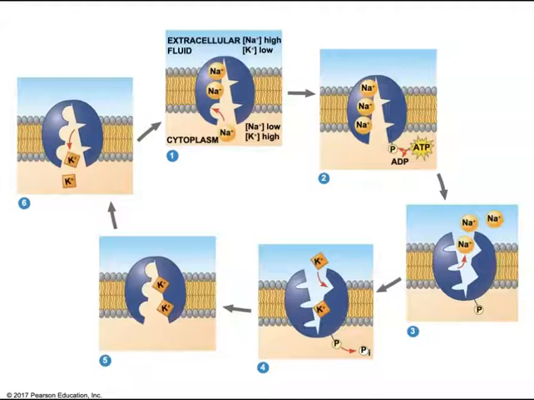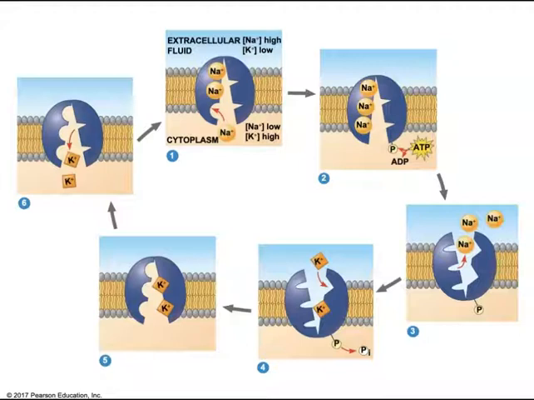So let's walk through the basic steps of how the sodium-potassium pump functions. The overall goal is to move 3 sodium ions out of the cell and 2 potassium ions in. That's 3 Na out and 2 K in. As we begin, the carrier protein is open facing the interior of the cell. 3 sodium ions are able to bind.